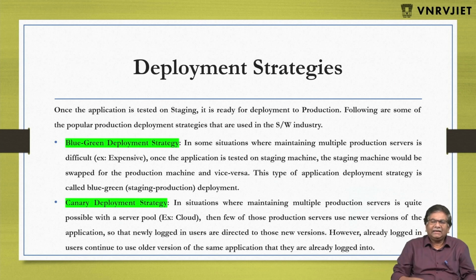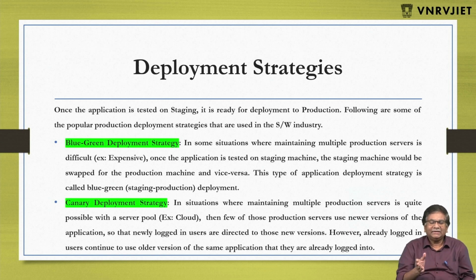Right? So basically, that's what it explains. In some situations where maintaining multiple production servers is difficult and expensive, once the application is tested on the staging machine, the staging machine would be swapped for the production machine and vice versa. So production becomes staging, staging becomes production. This type of application deployment strategy is called blue-green deployment. Blue is staging, green is production.